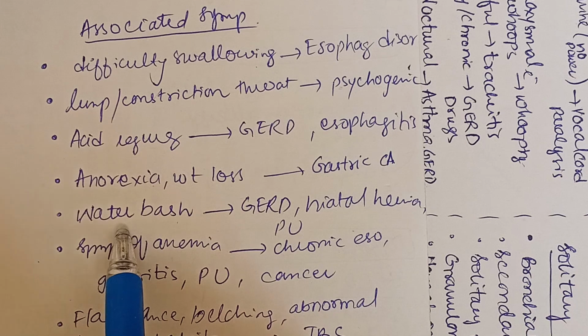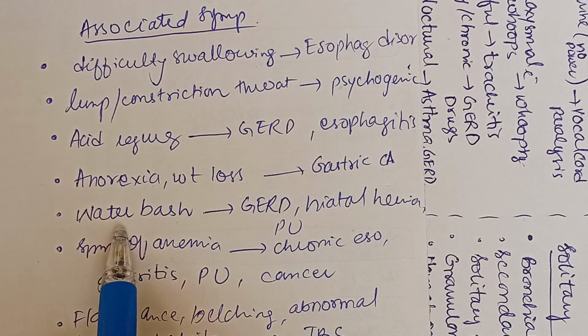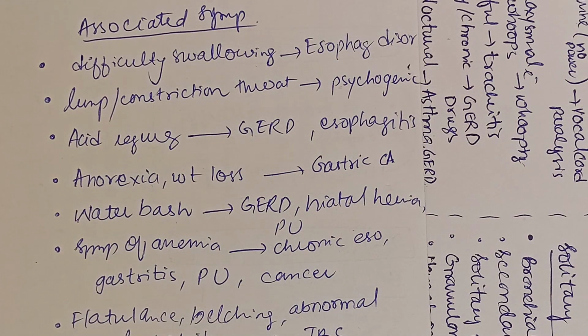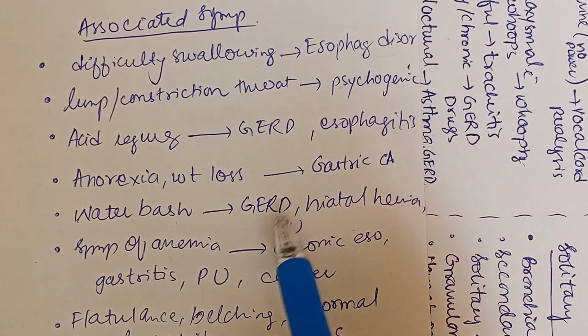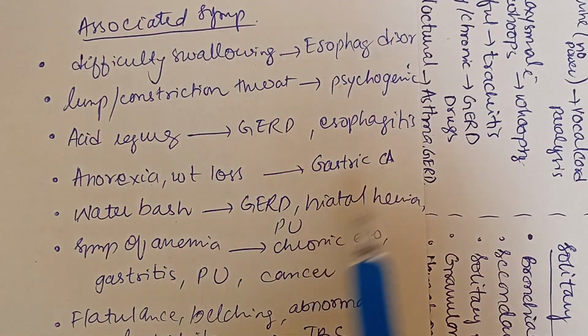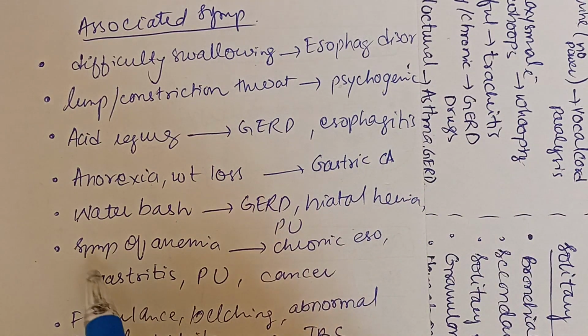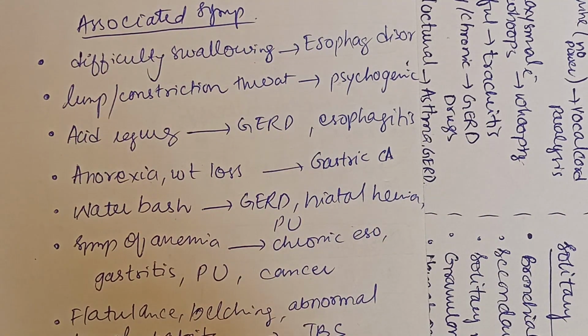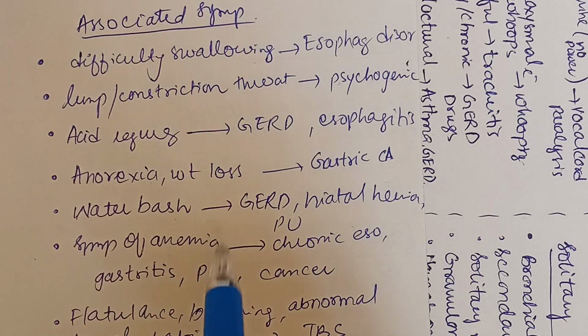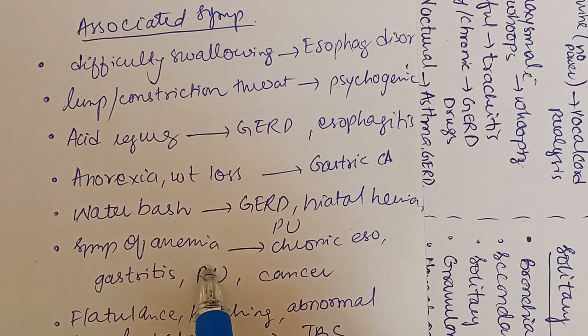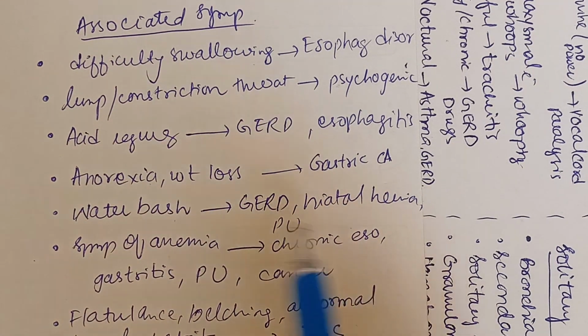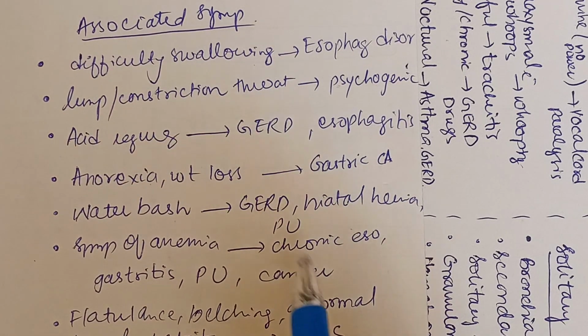If the patient has water brash, that is, the patient is having a mouthful of water with dyspepsia, it is usually associated with gastroesophageal reflux disease, hiatal hernia, peptic ulcer. If the patient has symptoms of anemia along with dyspepsia, it means that the patient is having chronic esophagitis, gastritis, peptic ulcer, or cancer.